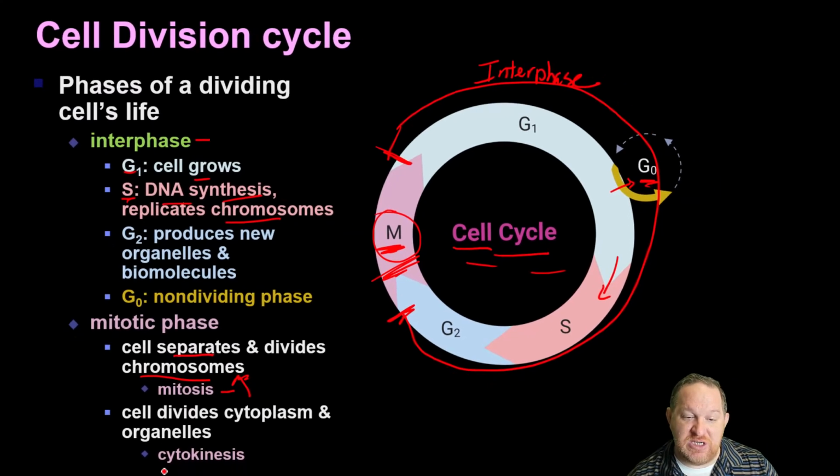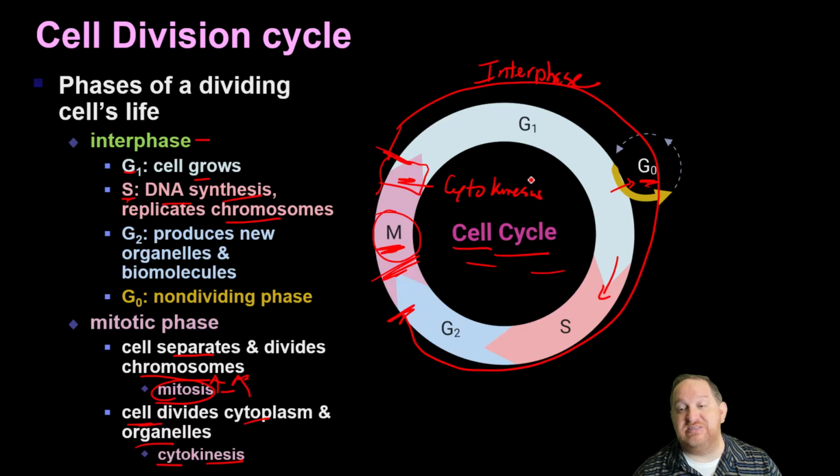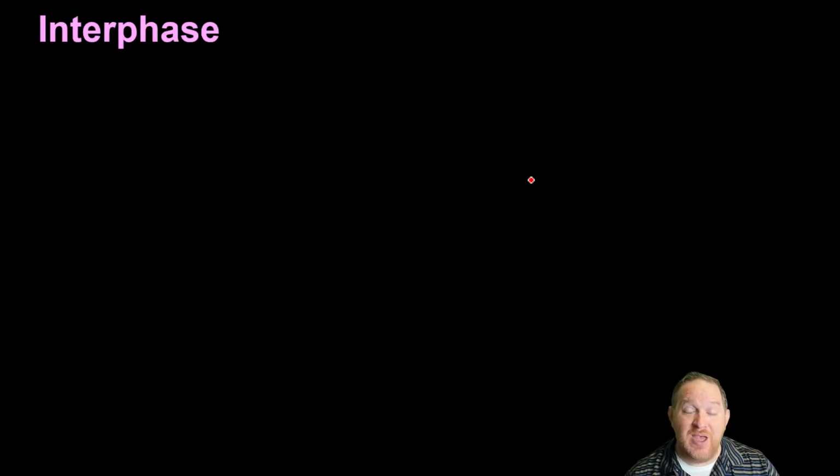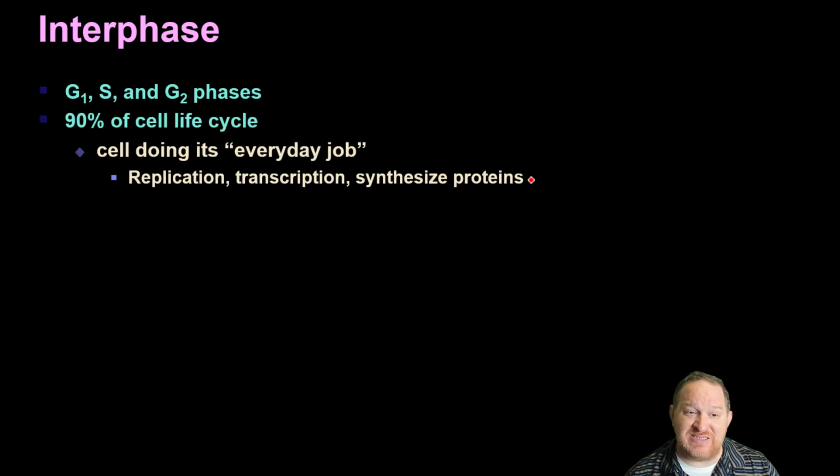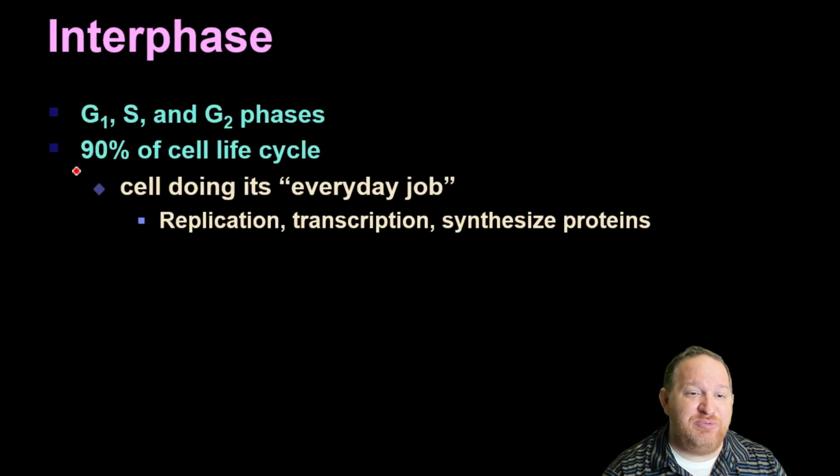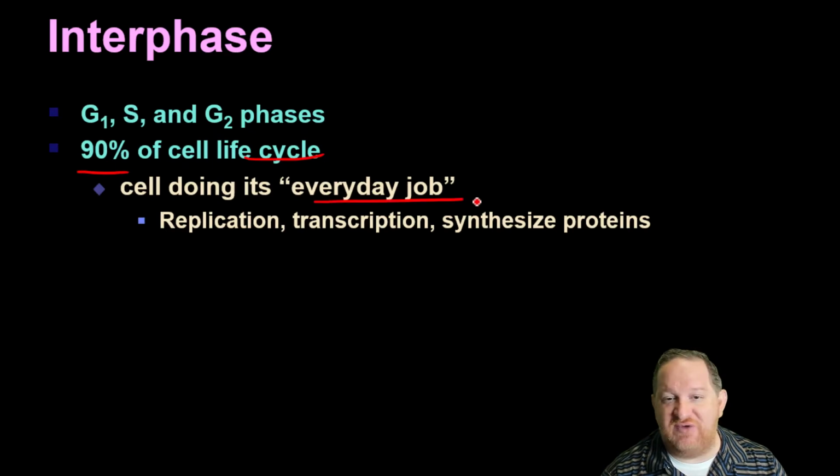As you see here, cytokinesis is the cell dividing, the cytoplasm and organelles. Mitosis is really the chromosomes dividing. So where does cytokinesis fall? It happens right here at the end of mitosis. So I'm just going to write that in there, cytokinesis. All right, so let's specifically get into interphase. Interphase, as I mentioned, is 90% of the cell life cycle. It's just doing its everyday job.